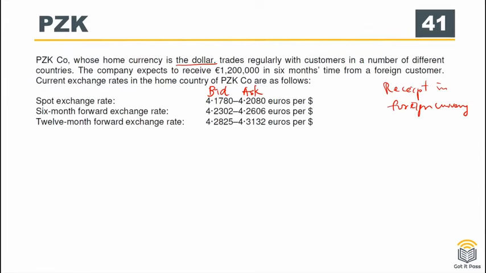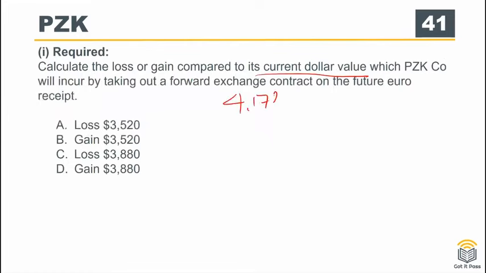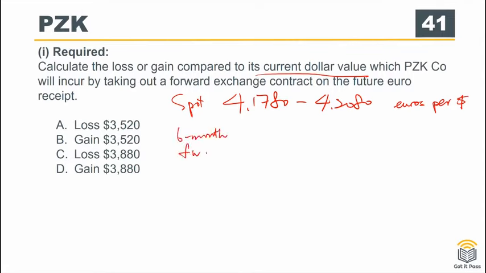So let me copy the rate first. The spot exchange rate is euros per dollar. Because this is spot rate, and 6 months forward rate, which is 4.2302 to 4.2606.